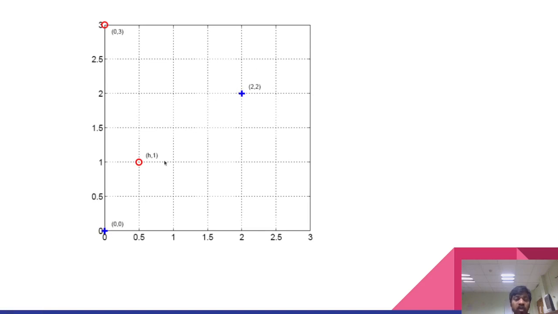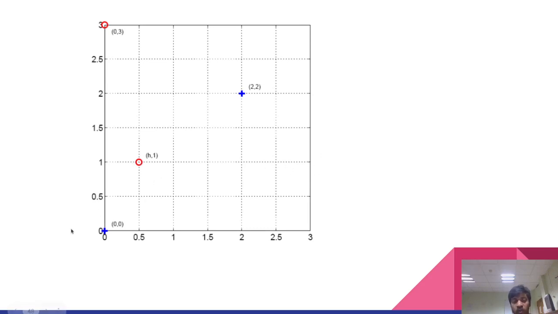So anything above is, say, red, and anything below is blue. The point can be here, but if the point is here, we cannot draw, because it will be on the line. If the point is here also, we cannot draw, because suppose we are saying (3, 1), okay.